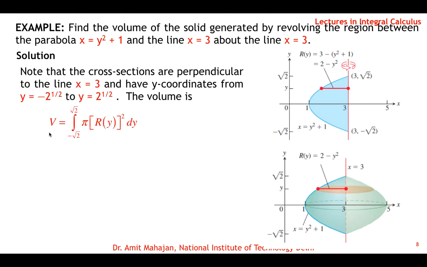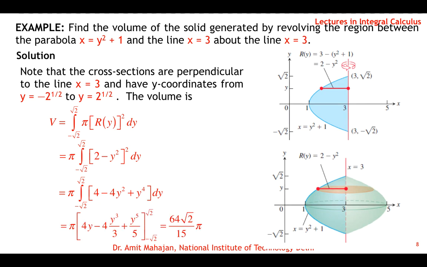So we can integrate from y equals minus root 2 to root 2. The volume will be the integral from minus root 2 to root 2 of the cross-sectional area, pi r square dy, and r is 2 minus y square. So we can square it and then integrate. The integral of 4 is 4y, y square is y cube by 3, y to the fourth is y to the fifth by 5, and then we substitute the upper limit minus the lower limit, and solving that, you can see that the volume is 64 root 2 by 15 times pi. So this was the second method to find volume by using disks.